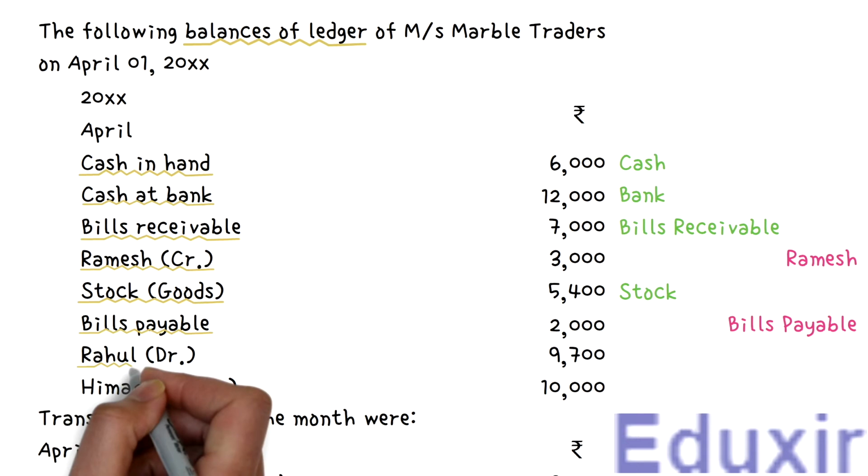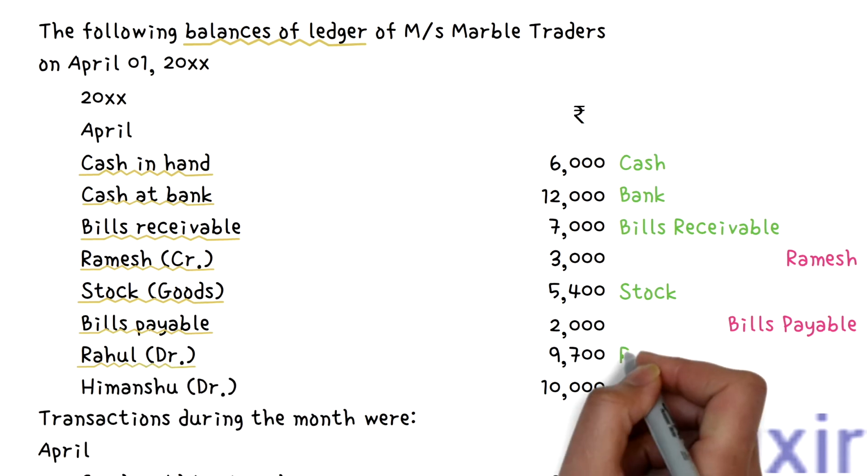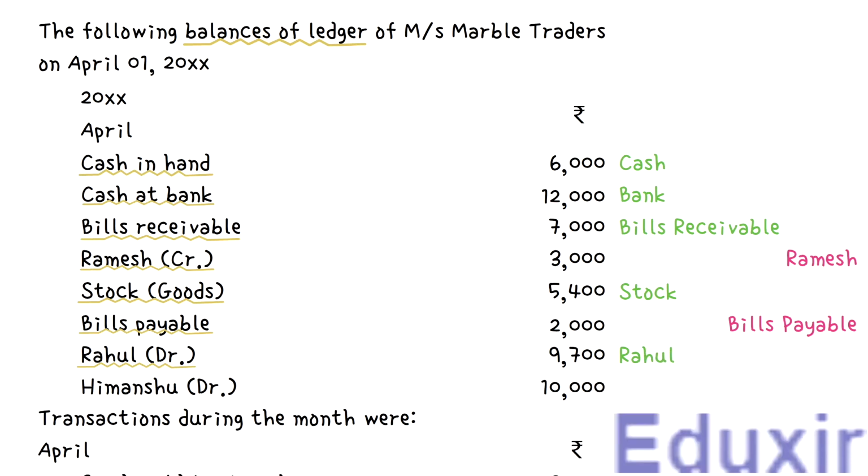Here, Rahul account has a debit balance of 9,700 rupees. So, Rahul is a debtor of the business and should be recorded as an asset. With this analysis at our disposal, let us now proceed with the journalizing of this transaction.